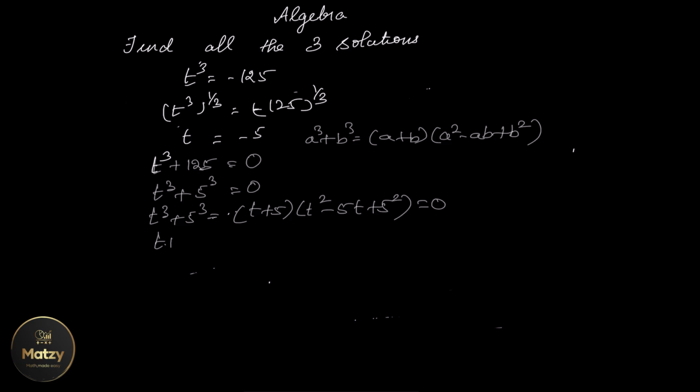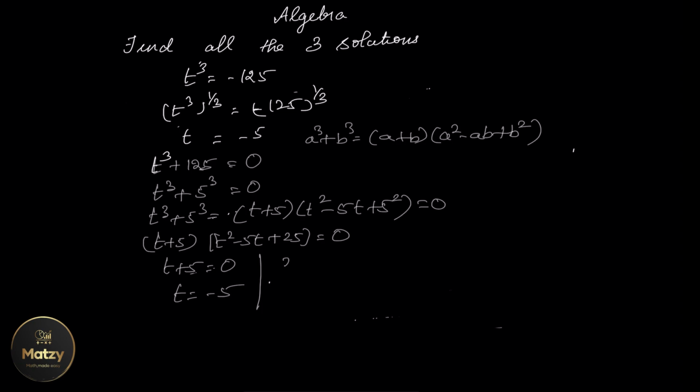So (t plus 5) into (t square minus 5t plus 25) is equal to 0. So t plus 5 is equal to 0, t is equal to minus 5. Already we had that. Now, what is the other one? t square minus 5t plus 25 is equal to 0. We are going to apply the quadratic formula.